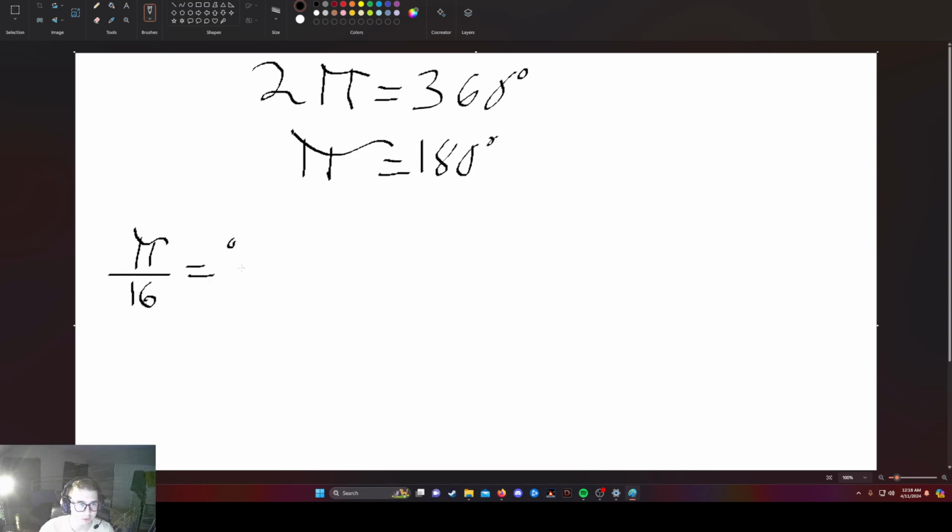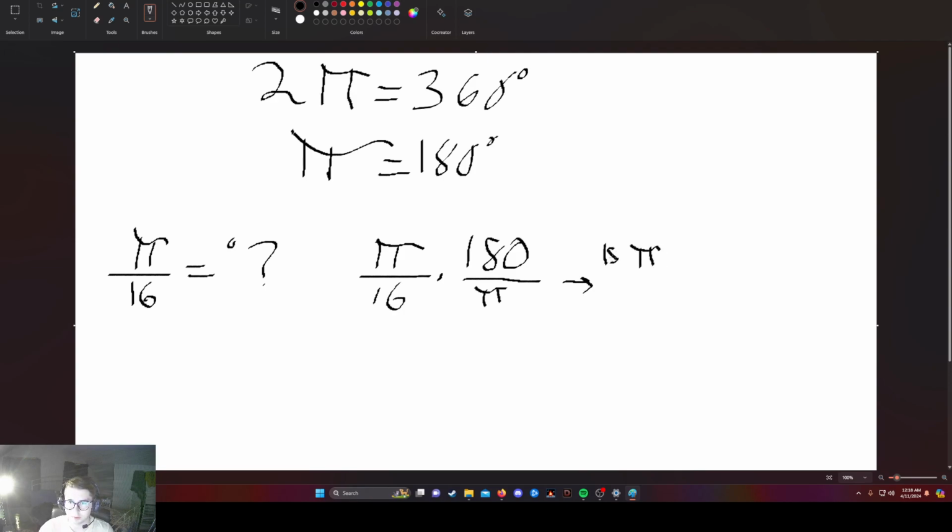in degrees? Well, what we can do is convert that. So this is my angle in radians. I'm going to multiply that by my conversion ratio. And I know that it is 180 degrees per pi, whereas 2 pi is equal to 360. So if you cross multiply, you will have 180 pi over 16 pi.